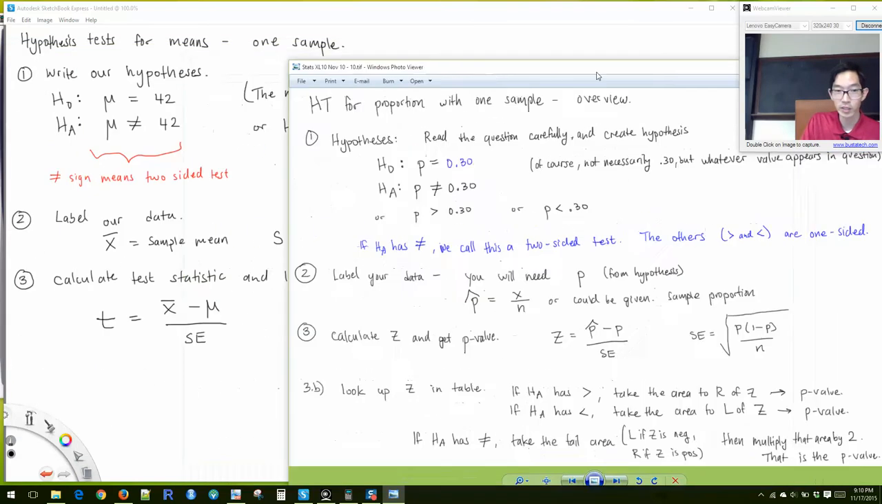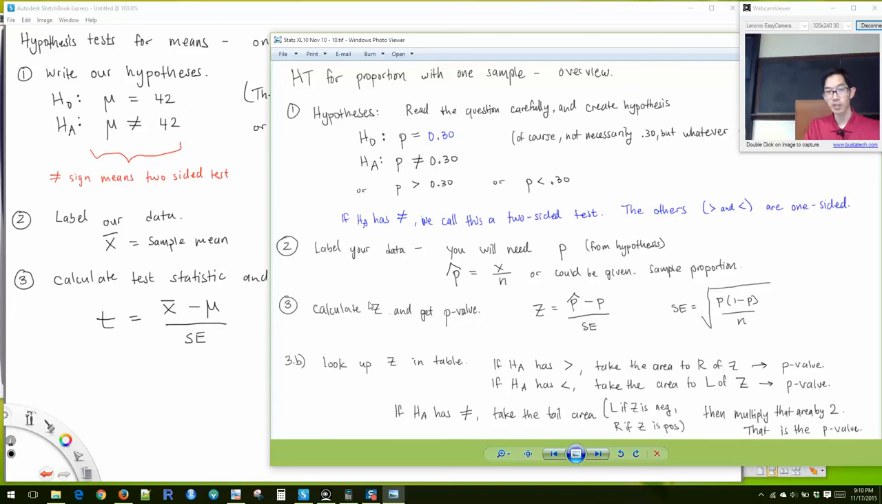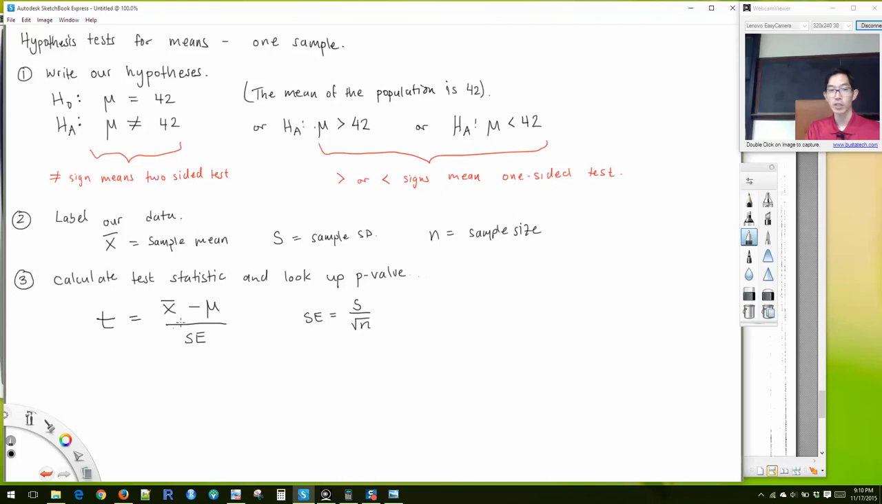Let me compare this with what we did in hypothesis testing for proportions. Notice our test statistic over here is z, and it's p hat, your sample proportion, minus p, what's in your null hypothesis, divided by the standard error, okay? Same over here, except rather than p hat, we have our sample mean, so it's x bar, minus what's written in our null hypothesis, divided by the standard error. Okay, so even the pieces of it are the same. It's just because it's means that we use different symbols here.